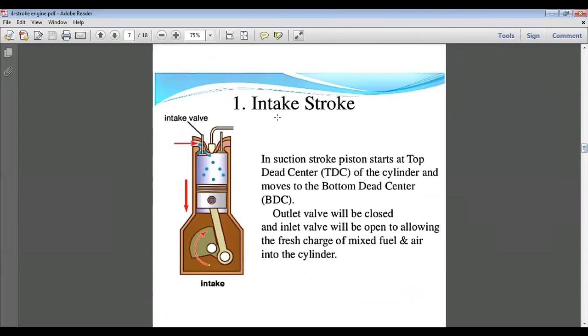Okay, and what is there in the intake stroke? In the suction stroke, the piston starts at top dead center of the cylinder and moves to the bottom dead center. The outlet valve will be closed and the inlet valve will be open to allow the fresh charge of mixed fuel and air into the cylinder. So for the intake stroke, the intake valve is open, the exhaust valve is closed, and the piston moves from top dead center to the bottom dead center, where the volume is increased and the pressure is decreased.